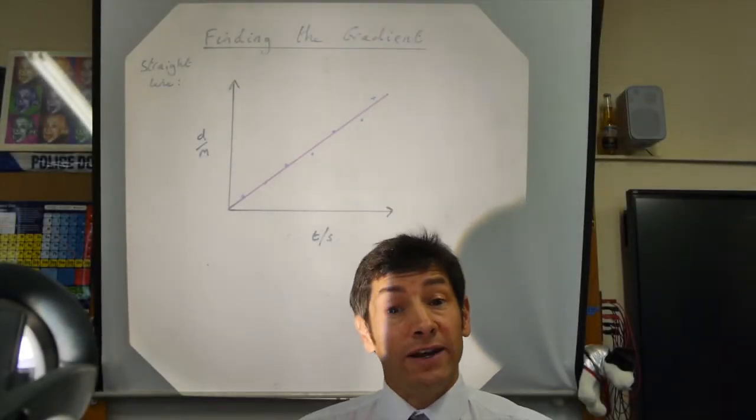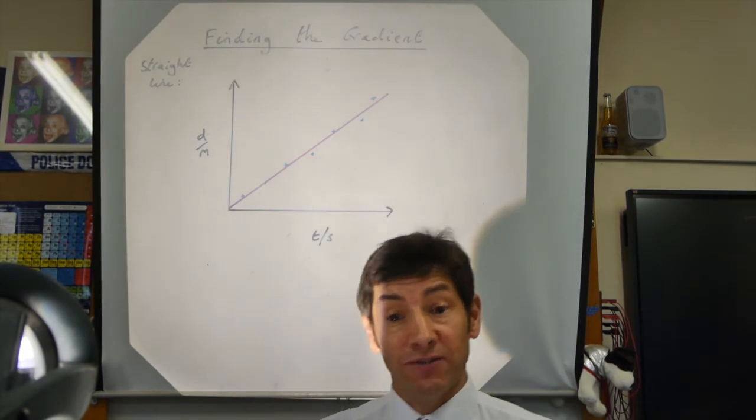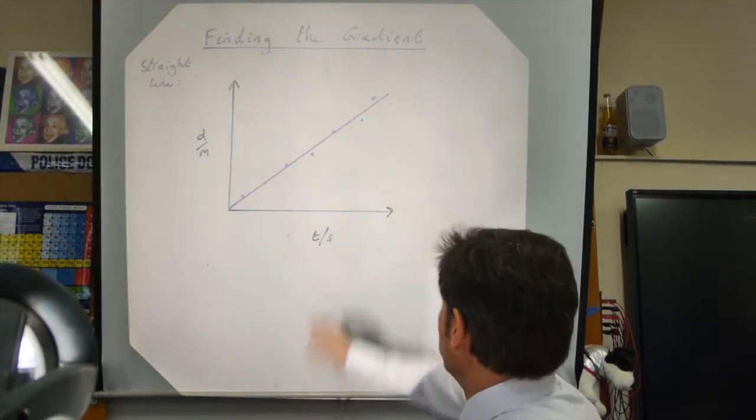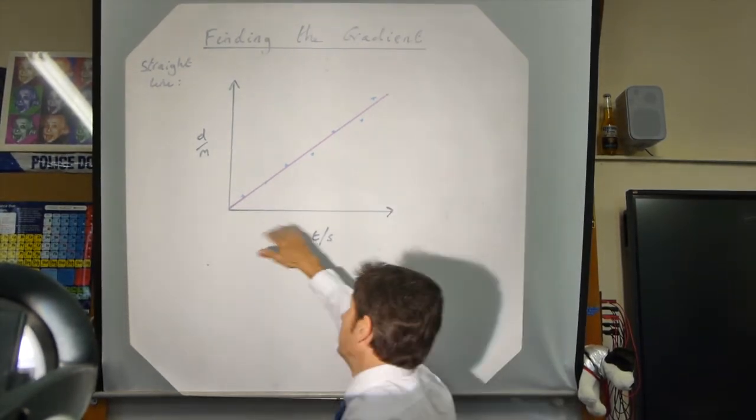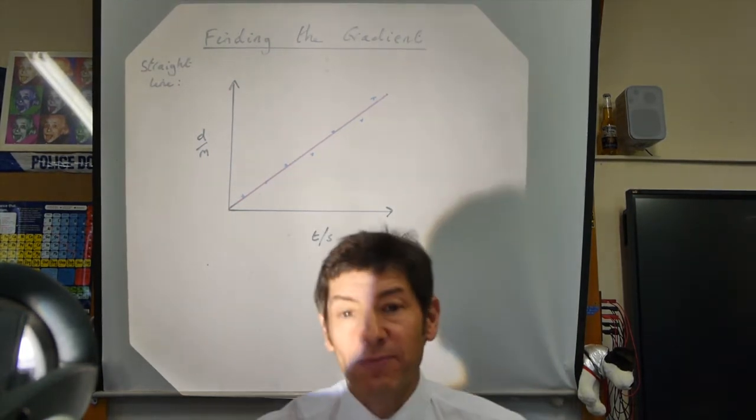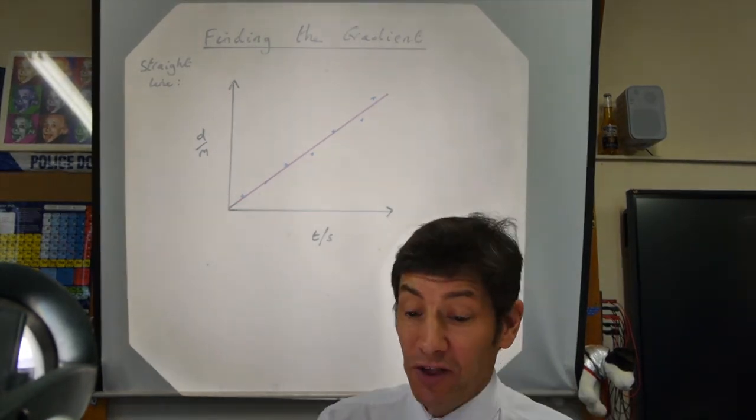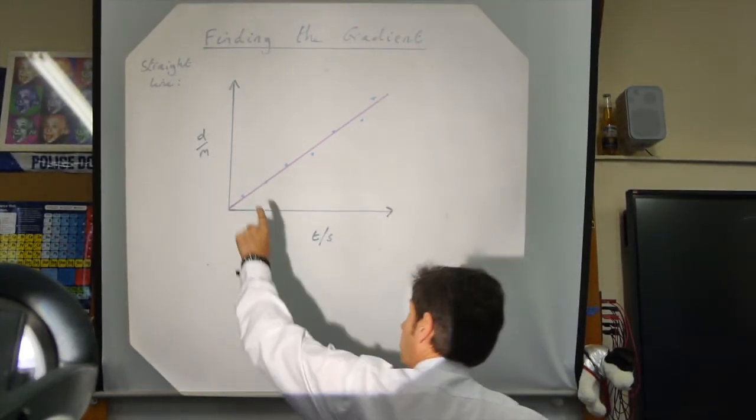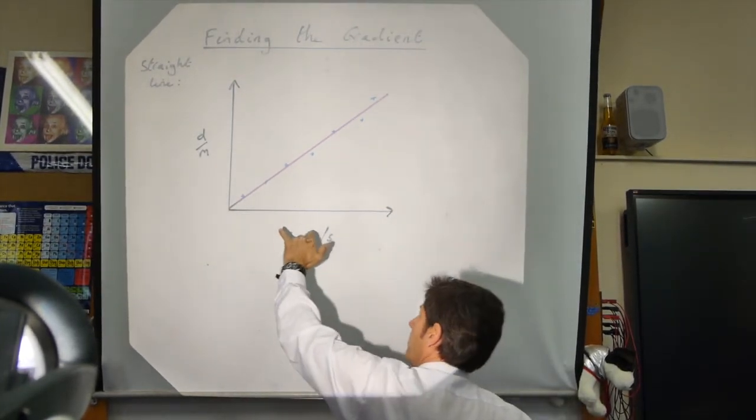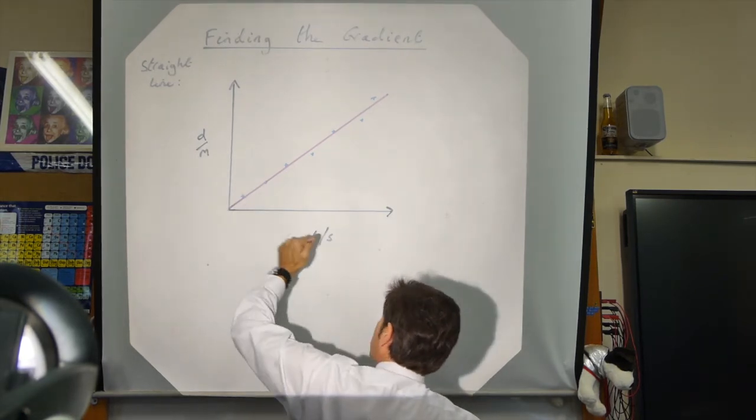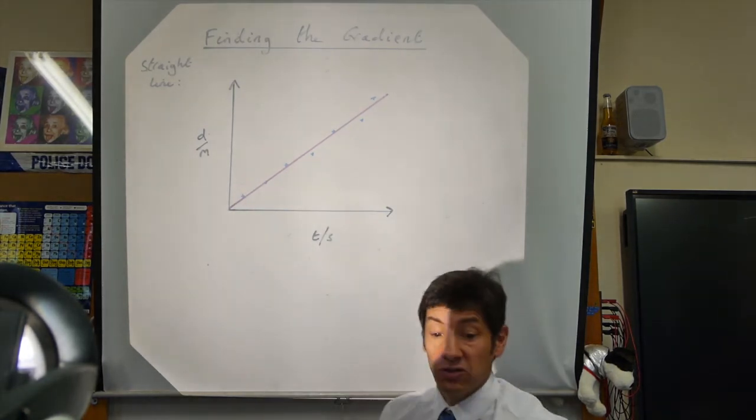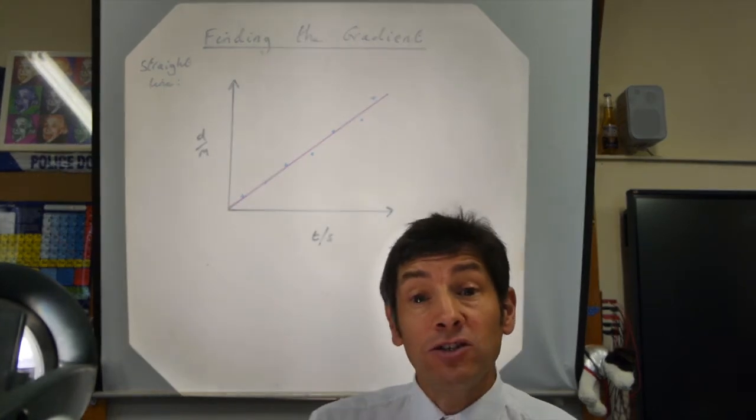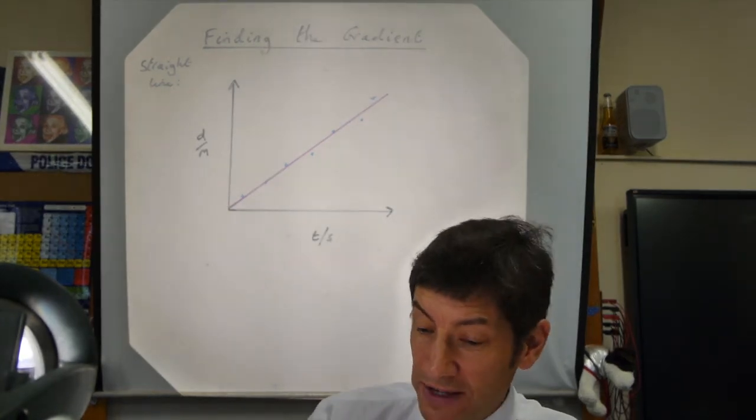So let's look directly now at how we can find the gradient of a straight line graph. So we've got our graph here. Obviously, we'd have some numbers on the axes. And I'm suggesting, though you don't need to follow this bit through, that we're trying to work out a speed by measuring a distance divided by a time. So distance divided by time is actually the gradient of this graph. So let's look at what we mean by the gradient.